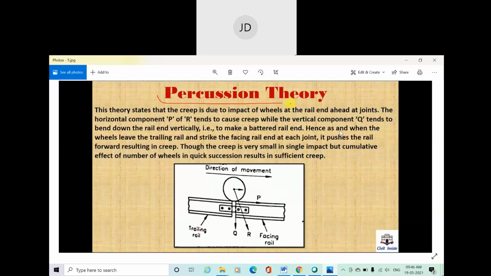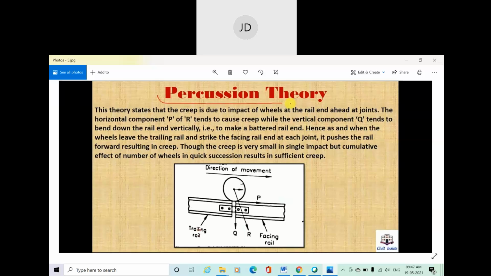Next, let's discuss the percussion theory. What is percussion theory basically? No need to go through it in big detail. It basically occurs in the case of a joint. Here you can see, suppose your train is moving in this direction, to the right, and this is the wheel of the train, and this is the rail part. This is the trailing rail, and this is the facing rail, or leading rail, you can say.